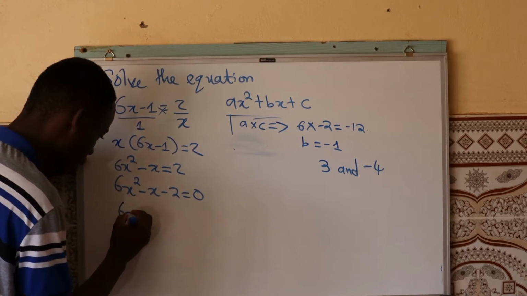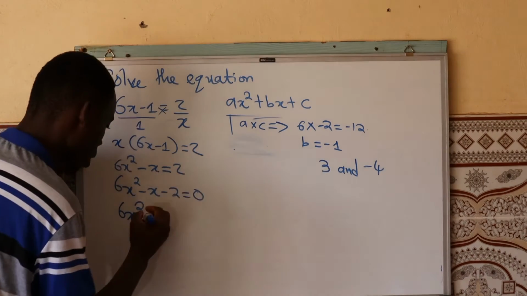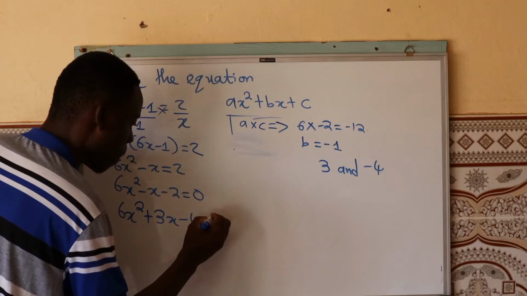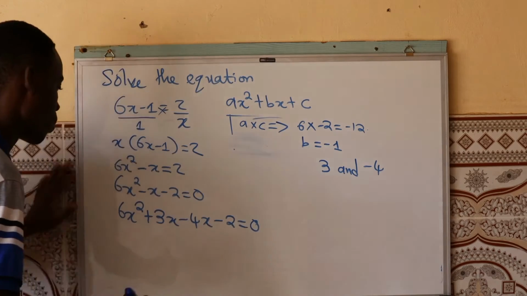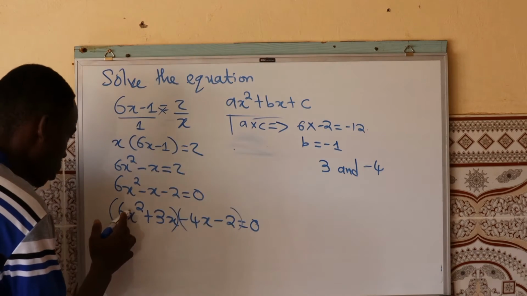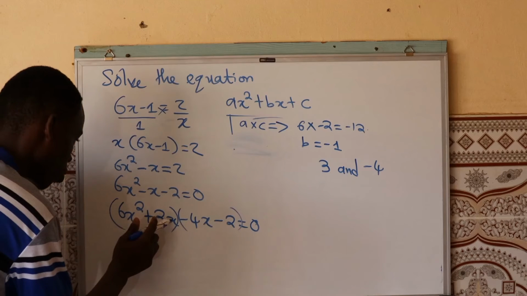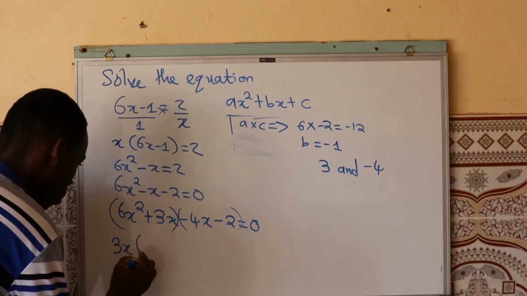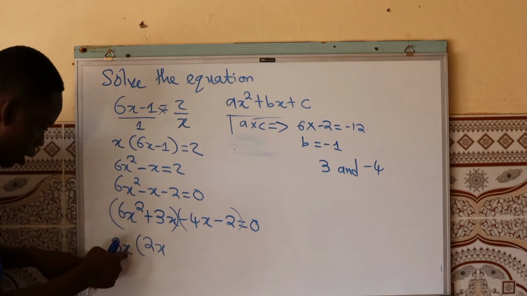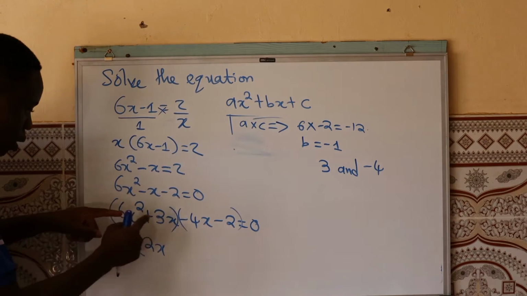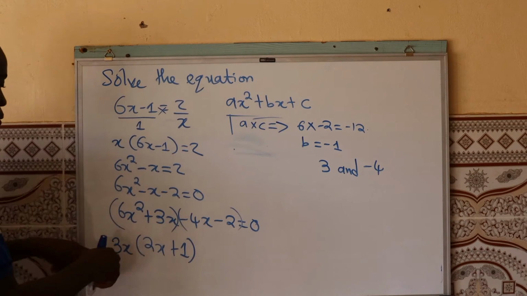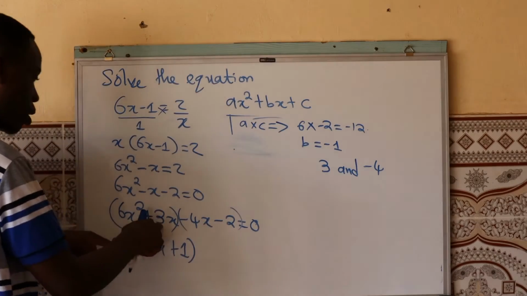So we're going to say 6x squared plus 3x minus 4x minus 2, which is equal to 0. So in our case, we're going to group these so that we're able to factorize them properly. So for 6x squared plus 3x, what is common here is 3x. So 3x, open bracket, we're going to remain with 2x, because 3 times 2 is 6. x times x is x squared, hence we get back to 6x squared. Plus, what will remain here? 1. Meaning if we multiply 3x times 1, we'll get back to this.